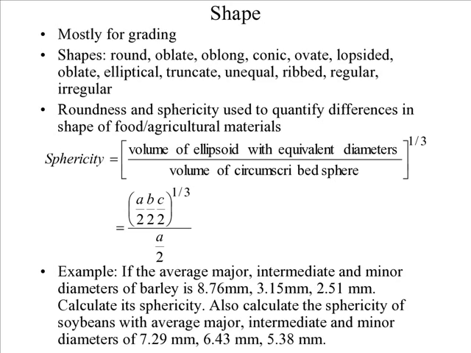And the roundness or the sphericity is used to quantify differences in the shape of food or other agricultural materials. Here you see the equation for the sphericity, which is the volume of an ellipsoid with equivalent diameters over the volume of a circumscribed sphere to the 1/3 power. So, for example, if the average major, intermediate, and minor diameters of barley are as listed, you can calculate the sphericity. You can also calculate the sphericity of a soybean, and that is given.